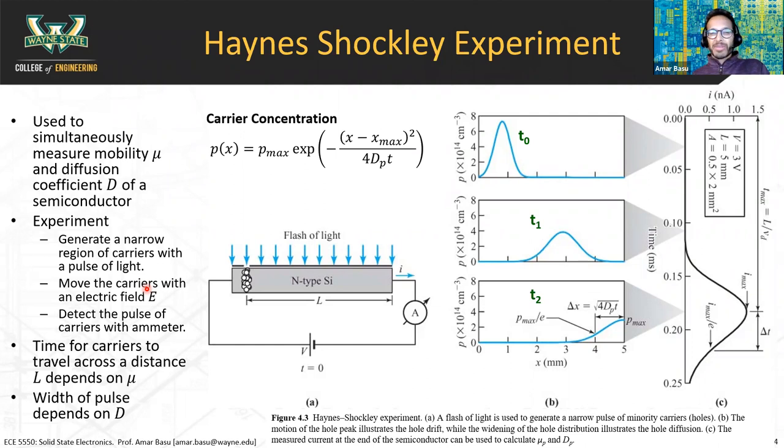It actually includes a lot of different things. And it turns out this is a very important experiment in semiconductors because it allows you to measure the mobility of a semiconductor and the diffusion coefficient simultaneously. So this is a very valuable experiment. The reason it's called Haynes-Shockley, obviously, is because Shockley was one of the people involved in this experiment. So was Haynes. Shockley was credited with the Nobel Prize for the invention of the transistor, he and his team.